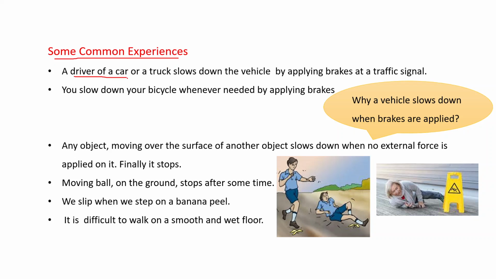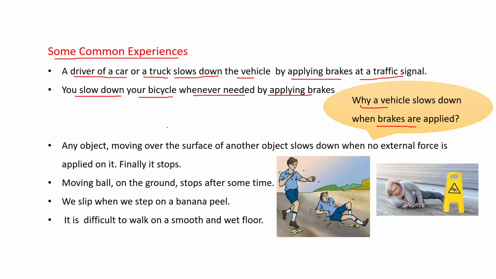A driver of a car or a truck slows down the vehicle by applying brakes at a traffic signal. You slow down your bicycle whenever needed by applying brakes. Why does a vehicle slow down when brakes are applied? In this chapter, we will discuss the answer to this question.